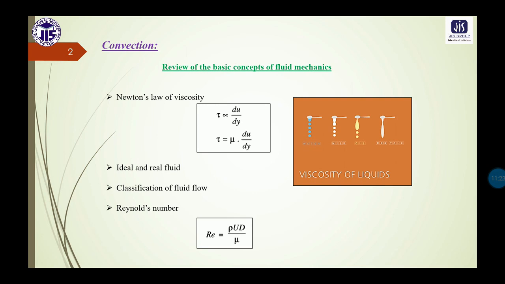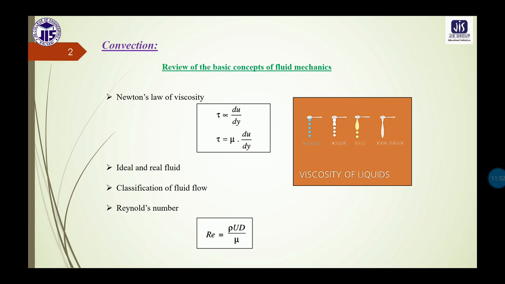And what happens in case of a real fluid? A real fluid is one which has viscosity, surface tension and compressibility in addition to the density. So this is the basic difference between the ideal and real fluid. In case of the ideal fluid, it is considered that it has no viscosity, or in real life it has a very low amount of viscosity. But in case of a real fluid, it experiences a significant amount of viscosity.